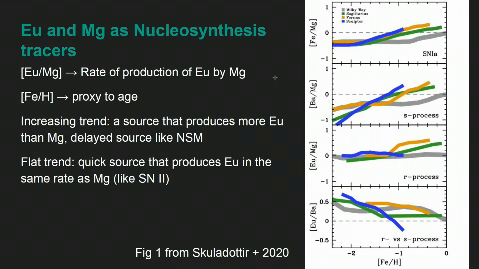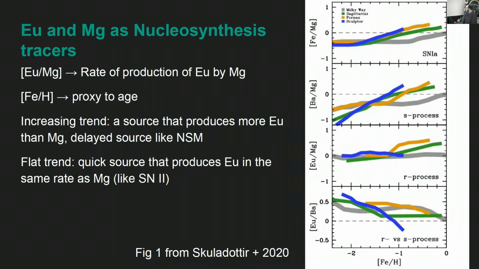But to talk about the r-process that I was telling you, we can use europium and magnesium as the nucleosynthesis tracers for the r-process. So europium over magnesium we can think of as a rate of production of europium relative to magnesium, and metallicity as a proxy for age. If we see an increasing trend over metallicity, a source that produces more europium than magnesium, a delayed source like neutron star mergers, should fit better. And a flat trend is a quick source that produces europium at the same rate as magnesium, like supernovae type 2. So you can see here a figure from the paper of Skúladóttir, 2020.